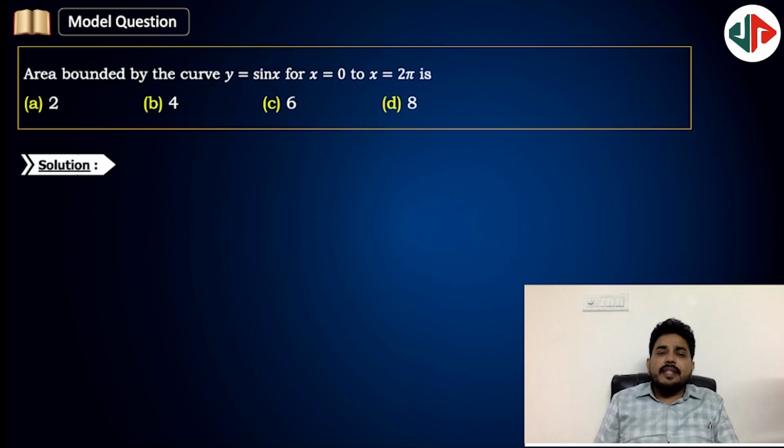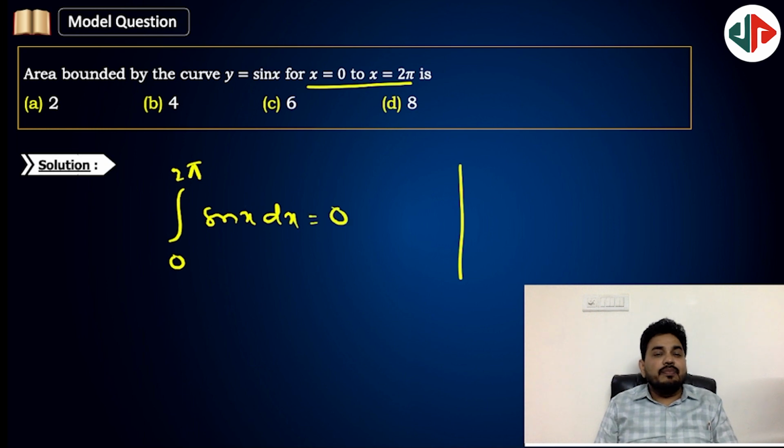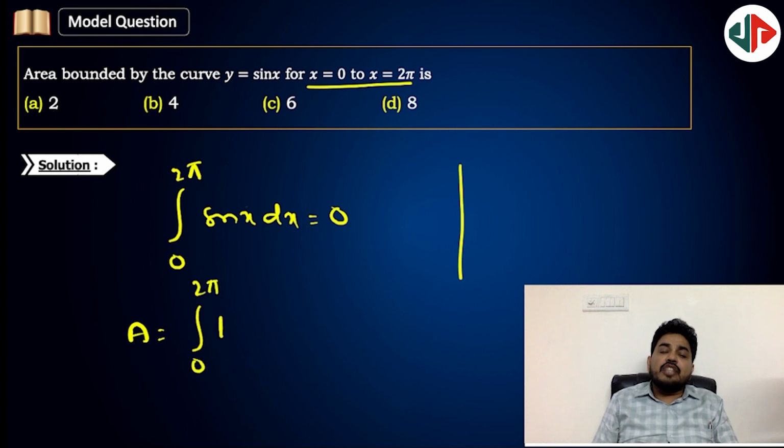Area bounded by sin x between 0 to 2 pi. So you should not take 0 to 2 pi sin x dx. Actually, if you take, this answer is going to be 0. But what is area I need? So area means integral 0 to 2 pi. Actually, you need to take mod sin x dx.